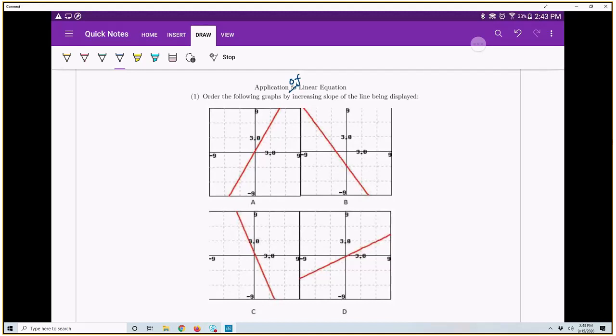In our previous lecture, we learned about linear equations and the slope of a line. So this lecture will be about applications of linear equations. We're going to see how we can use what we learned previously to solve a variety of problems.